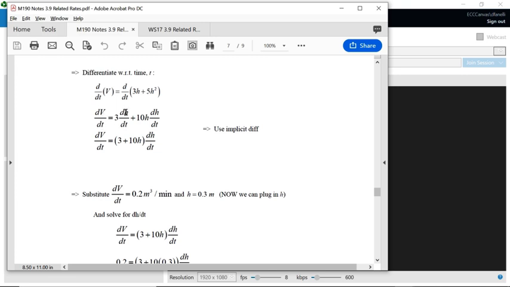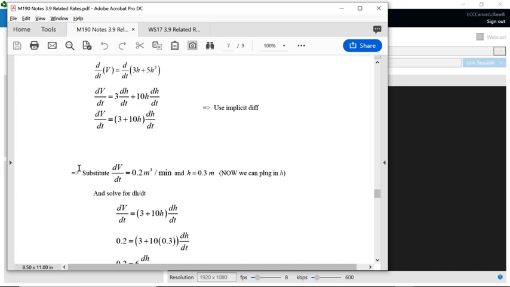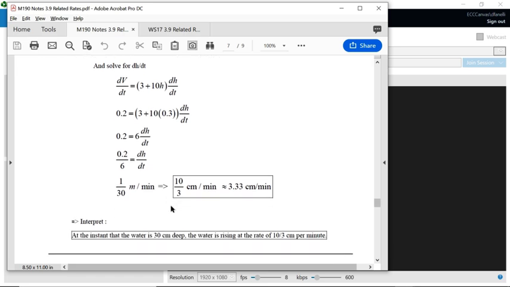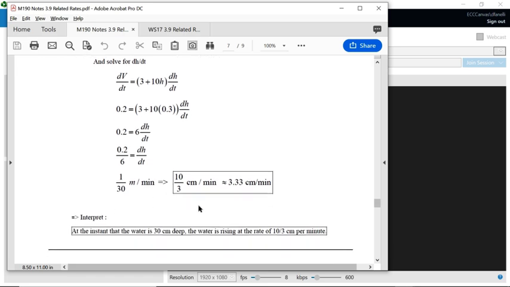As long as we are in cubic meters per minute, remember that means we want to have the height measured in meters as well. So we're going to choose h to be 0.3 meters instead of 30 centimeters. Solve for dh/dt at the instant when h is equal to 0.3 meters. We plug in 0.3 as h, we plug 0.2 in as dV/dt, and then we solve for dh/dt. All right, so we get that the height of the water is increasing at a rate of 10/3 of a centimeter per minute at the instant that the water is 30 centimeters deep.